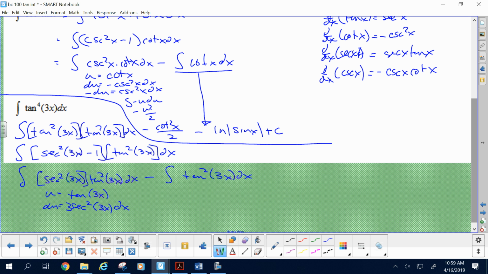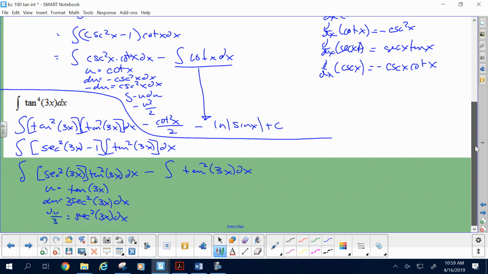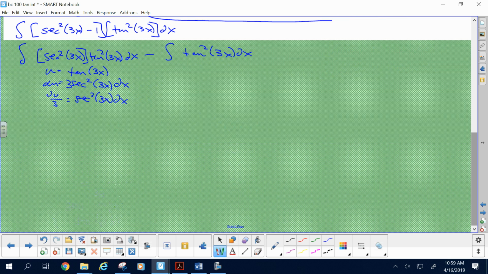Now we have the secant squared. What's the technique of dealing with that extra 3 we don't want? Divide it out, so du over 3 is secant squared of 3x dx. That's that good u sub skill. So when I take that to its conclusion, it becomes something like u squared times du over 3 after substituting, right? What's the antiderivative of 1/3 u squared? 1/9 u cubed, and let's just go ahead and sub back.